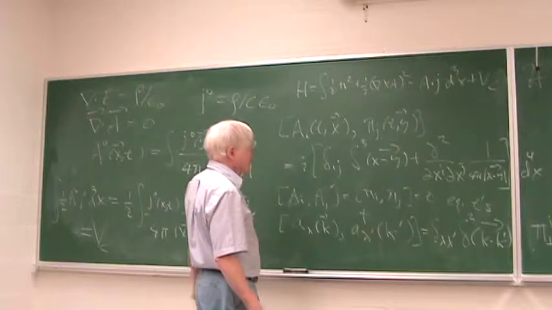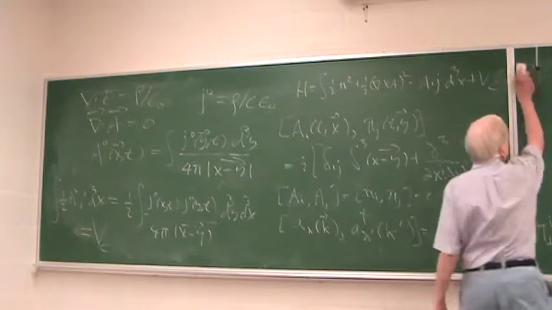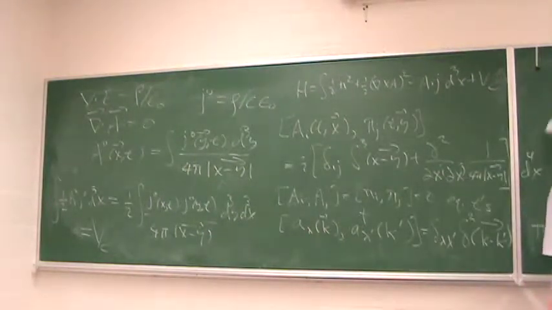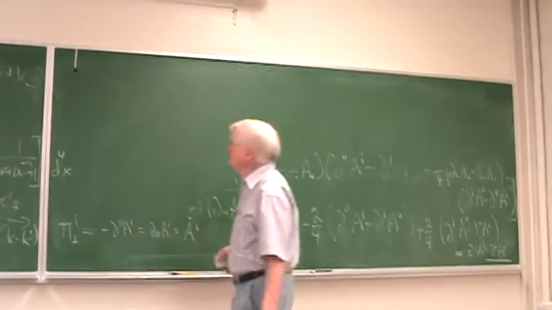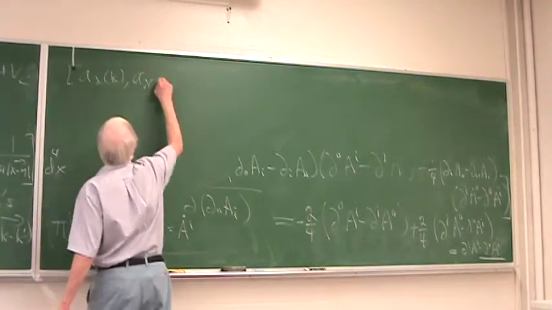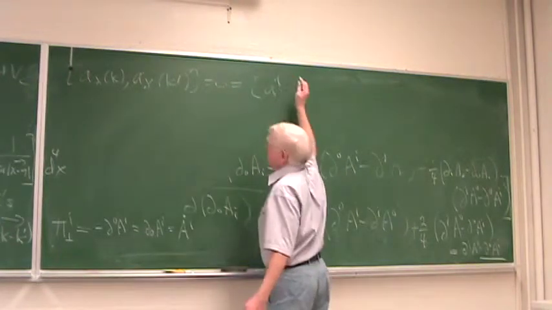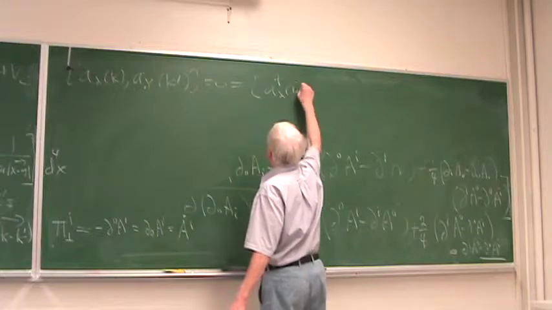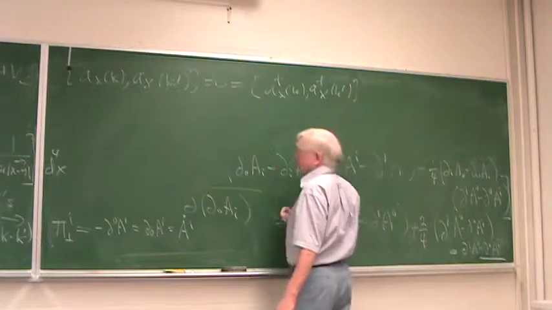And what's simple is that the annihilation operators commute with each other and the creation operators commute with each other. So we have [a_lambda(k), a_lambda'(k')] equals zero, and for a dagger, you just take the Hermitian adjoint of this and you get zero. Is that zero?